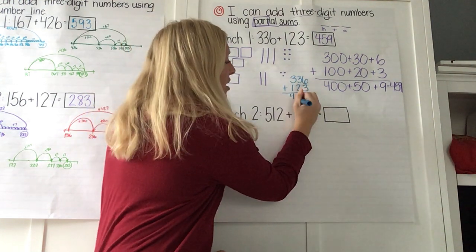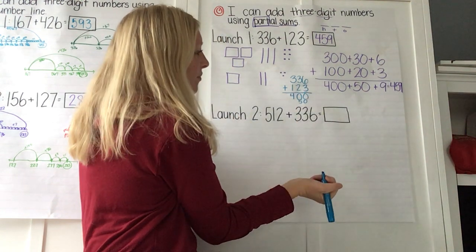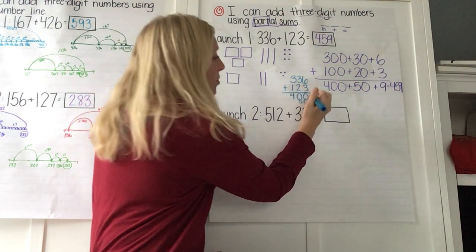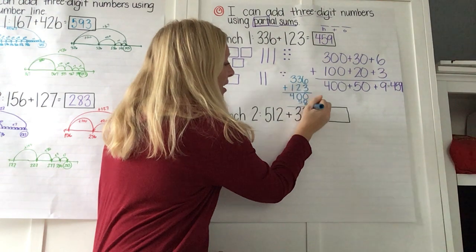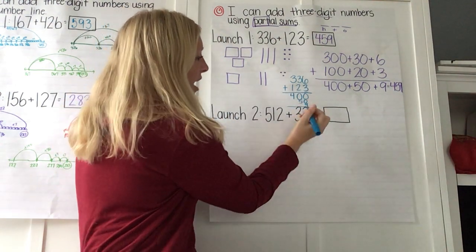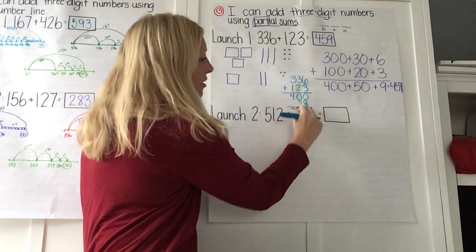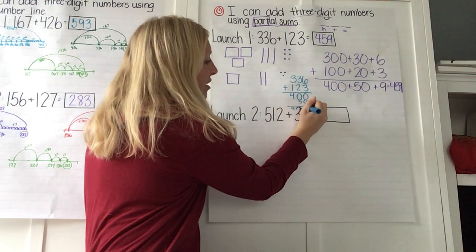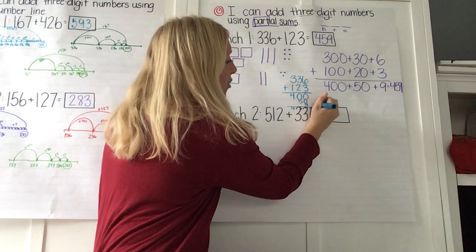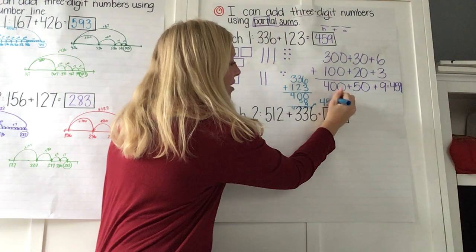30 plus 20 equals 50. 6 plus 3 equals 9. So now you have 400, 50, and 9. I'm just going to draw that over here so you can see it a little bit easier.